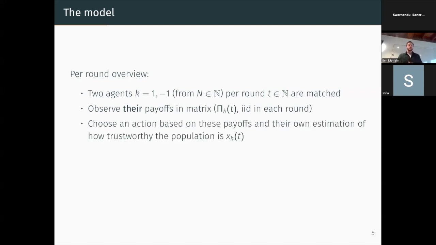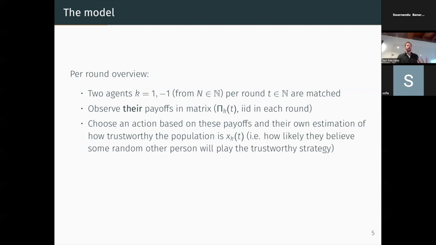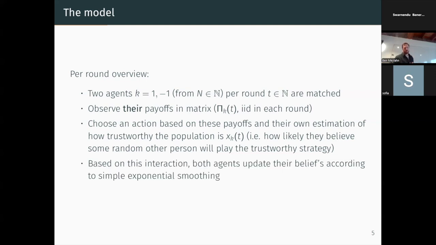You choose an action based on these payoffs, as well as your estimation of how trustworthy the population is. So that's x, k at time t. So this x models the belief. And that is how likely they believe that some random other person will be trustworthy or play the trustworthy strategy, right? But is that a given you put in? Sorry? You put in that function? Which function? How trustworthy the population is? It's a belief. It changes. So that will update. That will be influenced by the learning rule. So that is something that will change over time. And how that'll change will become clear in a moment.